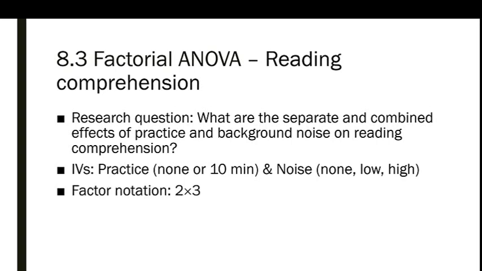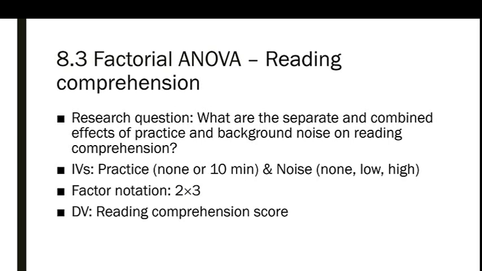This is a 2 by 3 factorial analysis of variance. It's 2 because there are 2 levels of practice, none or 10 minutes, and 3 because there are 3 levels of noise: none, low, and high. You could also call it a 3 by 2 factorial analysis of variance. Then you'd be talking about noise first. So the order of those numbers doesn't matter.